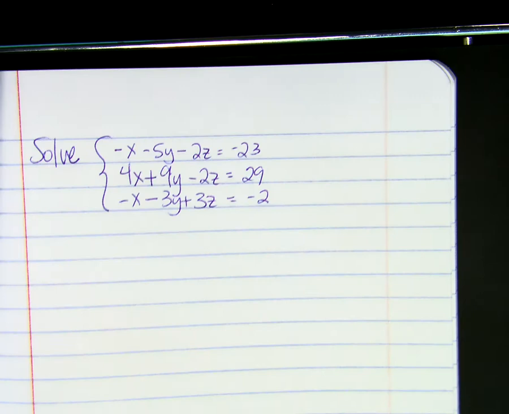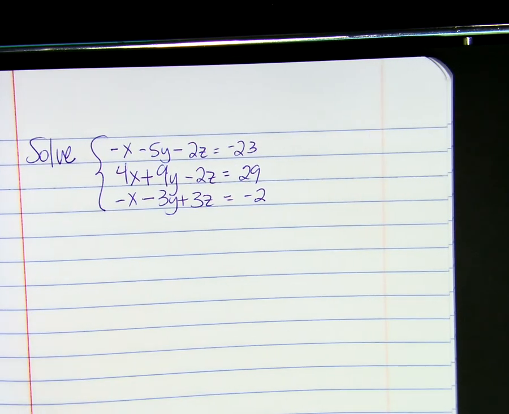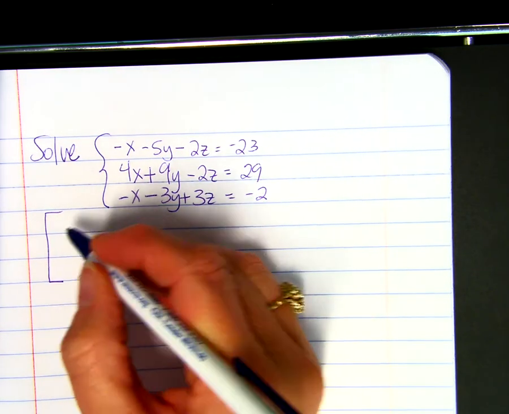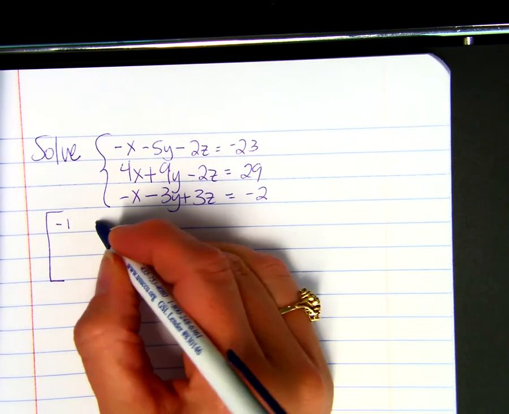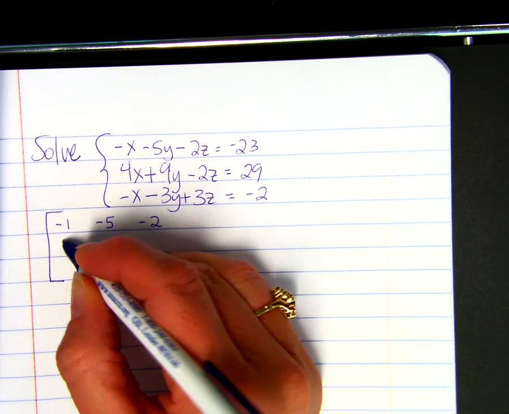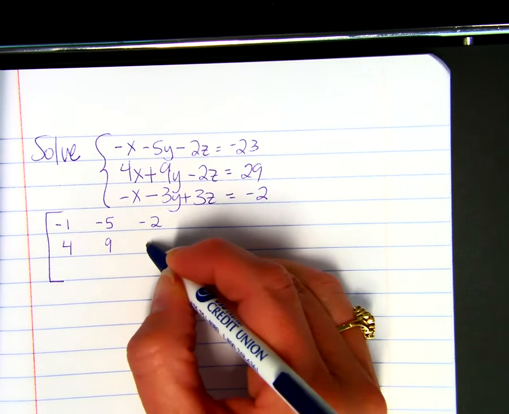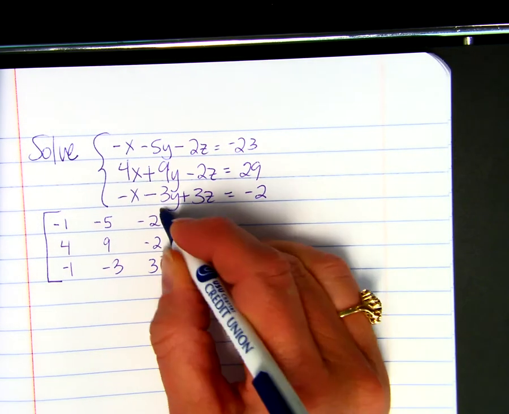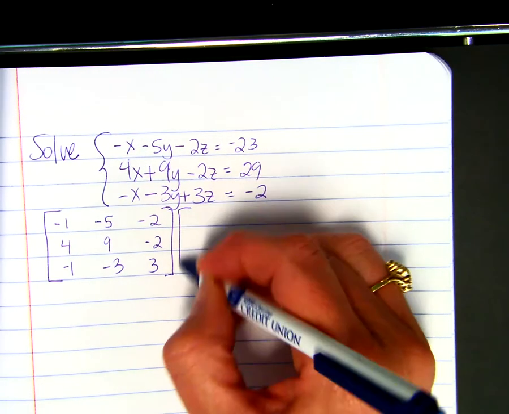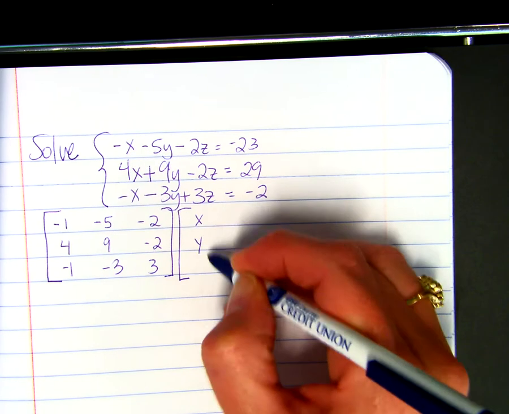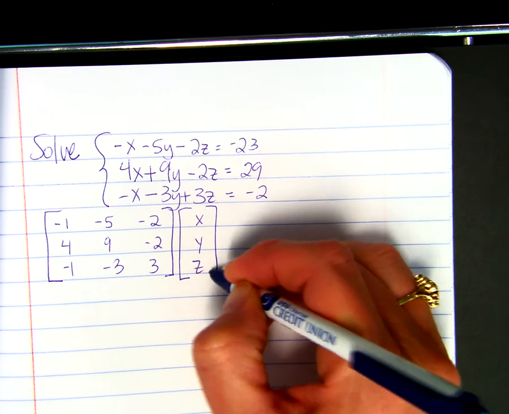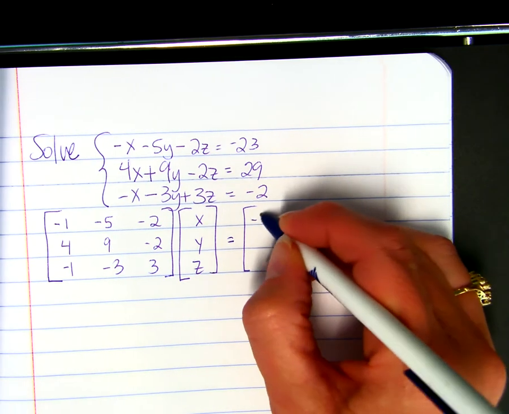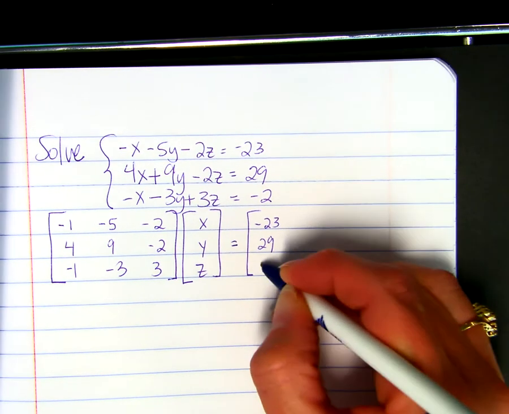So we want to find out what x, y, and z is. We can do a coefficient matrix. So negative 1, negative 5, negative 2, 4, 9, negative 2, negative 1, negative 3, 3, times our variable matrix equals, and then we have our answers, negative 23, 29, negative 2.